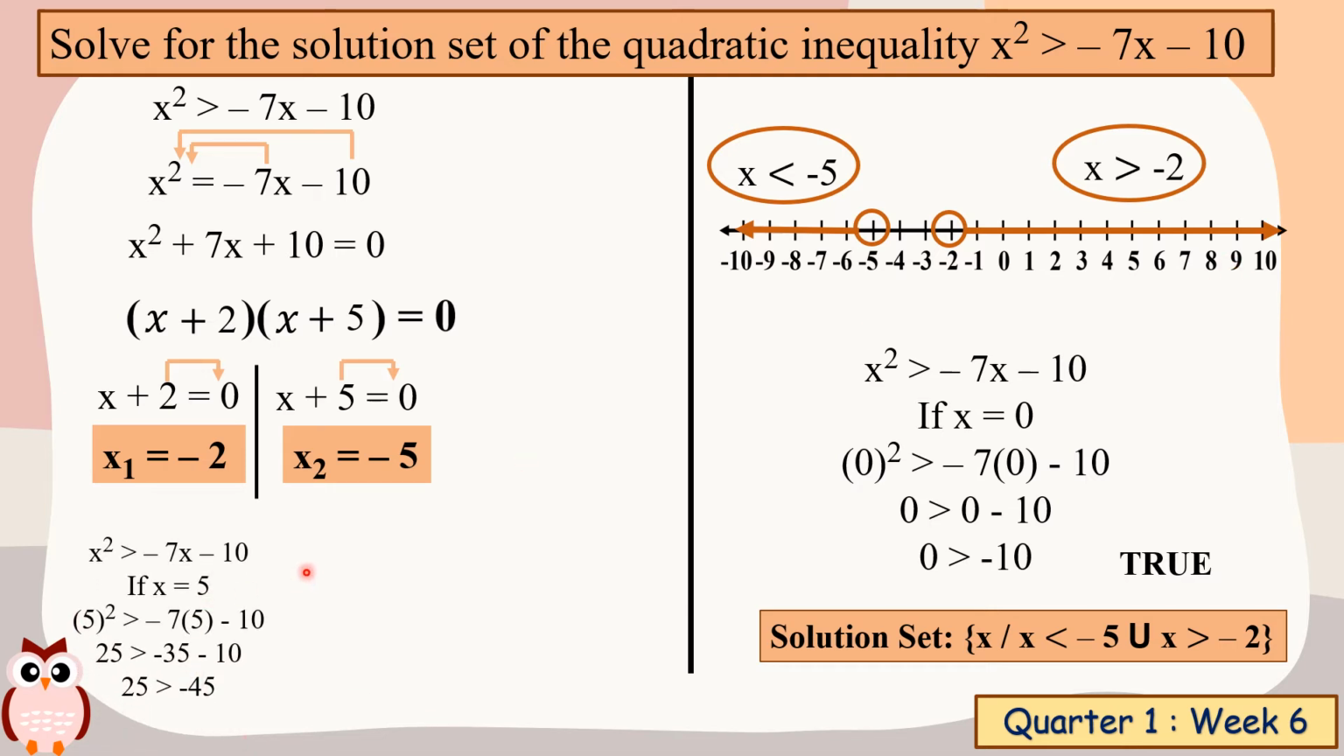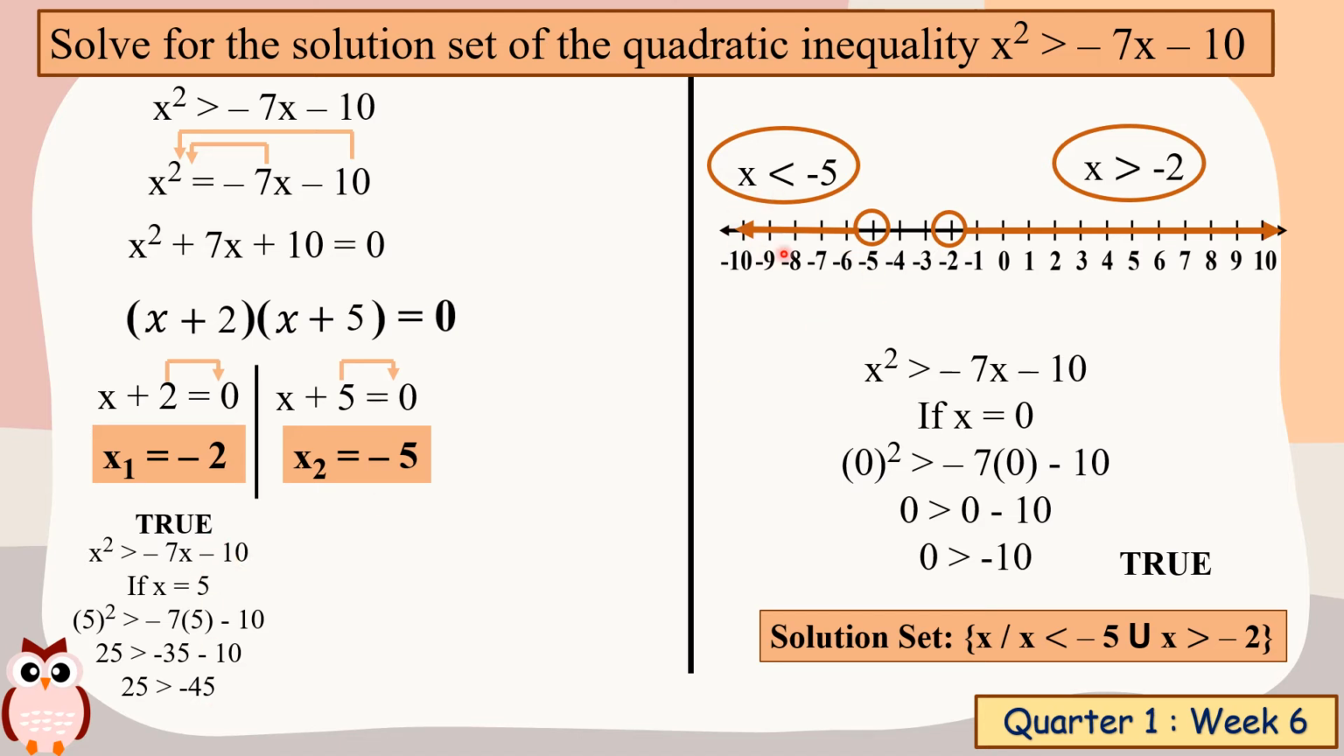So let's start with this one wherein I use here the value of x be equal to 5. So 5 is greater than -2. Then afterwards, I substitute the value of x from the given quadratic inequality. So you can see from the solution, we have here 25 is greater than -45, and that is true.